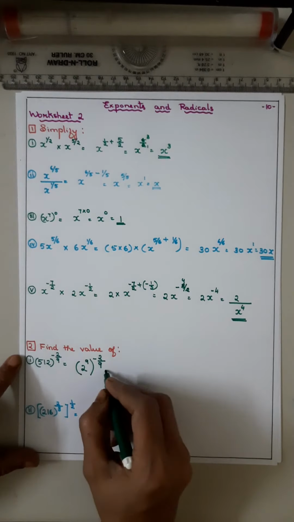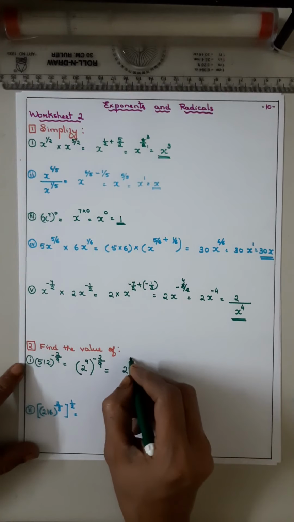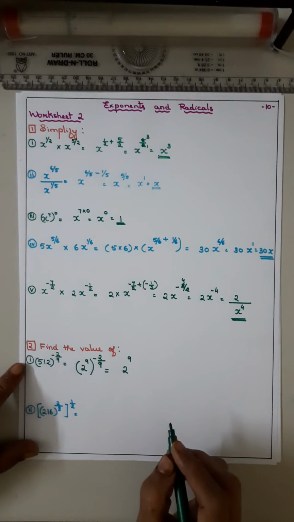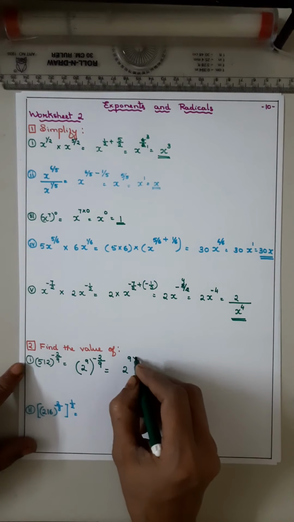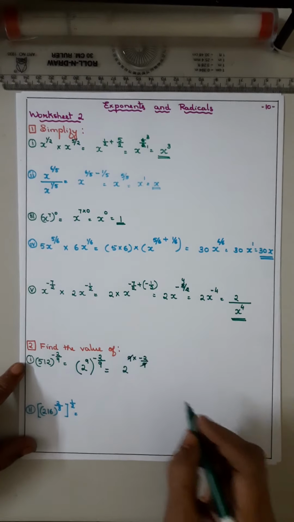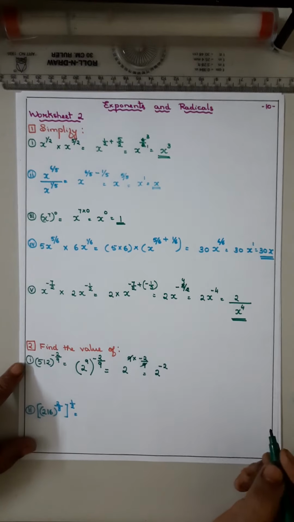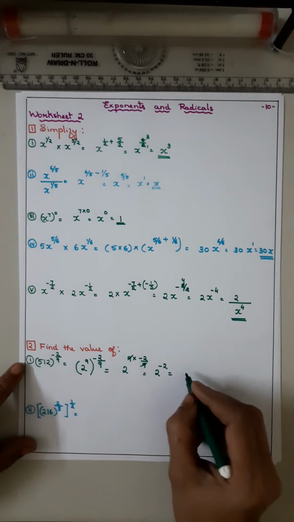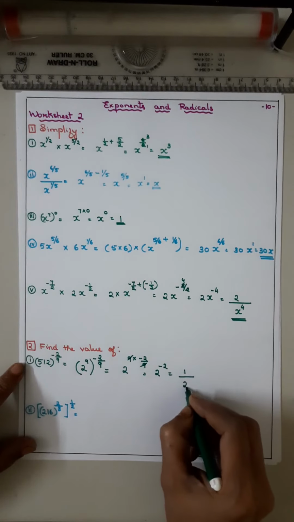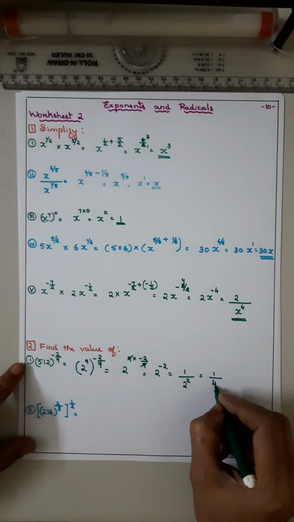Okay. Now, what we have to do? 2, power is 9. Now, bracket means multiplication. Now, 9 gets cancelled. So, it becomes 2 to the power minus 2 is equal to 1 by 2 to the power 2. That is 1 by 4.